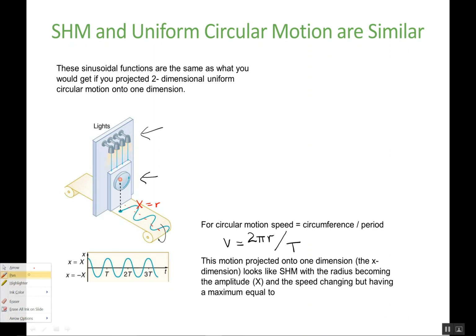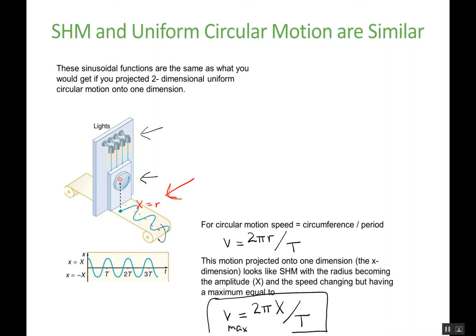So what's the connection between the radius of a particle undergoing uniform circular motion and the amplitude of this projection of the motion onto 1 dimension? Well, the answer is the radius is equal to the amplitude. They're exactly the same. This allows us to substitute x for r into this expression. And another observation is when we project uniform circular motion onto one dimension, we only get one component of that motion.